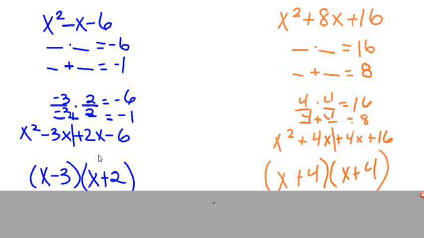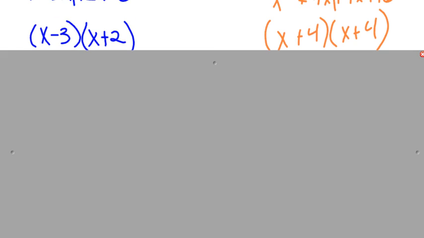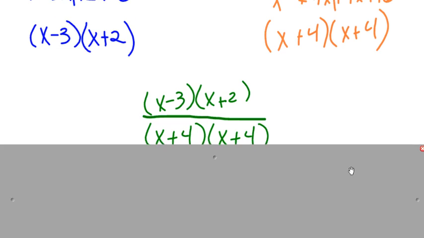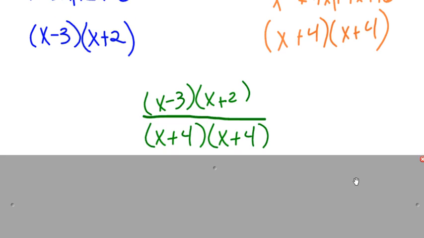When we do that, we can see that we would have a common term of x plus 2 being multiplied by x minus 3 on the left, and we have x plus 4 times x plus 4 with our polynomial on the right. Now that we have both polynomials in the numerator and denominator in factored form, we're going to rewrite our expression. So here we have our polynomial in factored form.